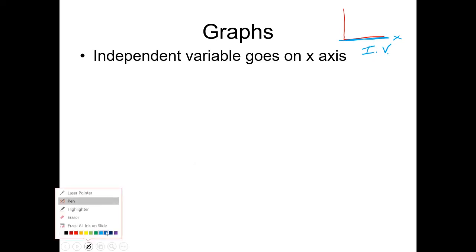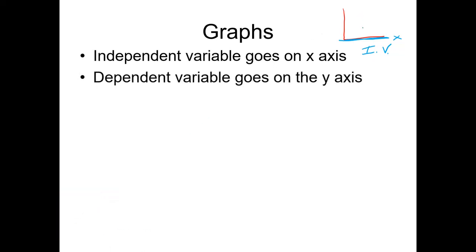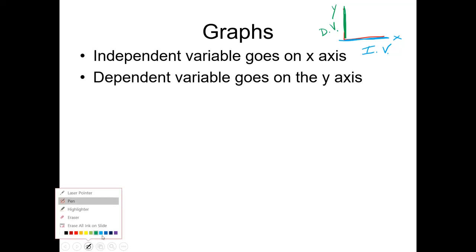For science class, your dependent variable is going to go on the y-axis. So this vertical line is your y-axis, and that's where your dependent variable will go. You are going to have to apply information from your scientific method, look at the data collected in an experiment, identify which are independent variables and which are dependent variables, and that tells you which goes on which axis of your graph.